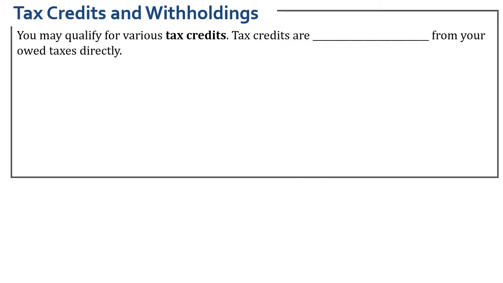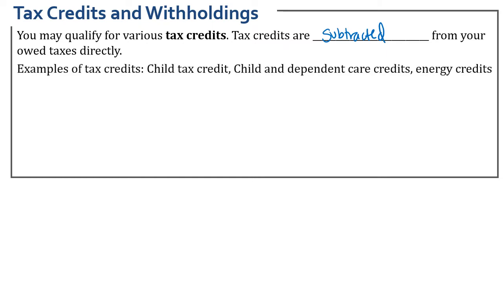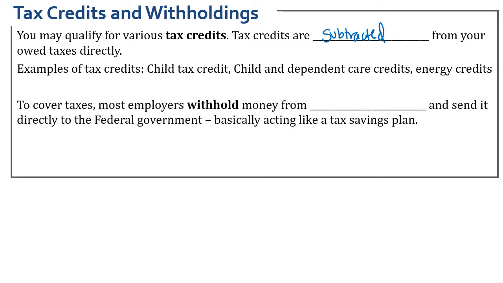So you may qualify for various tax credits. Tax credits are subtracted from your owed taxes directly, which is great. Examples of this are a child tax credit. There's a child and dependent care credit. So if you're paying for your child to be in childcare, or if you have someone that's a dependent, maybe like an elderly parent that you're taking care of, you can use that for credits. There are lots of energy credits out there as well.